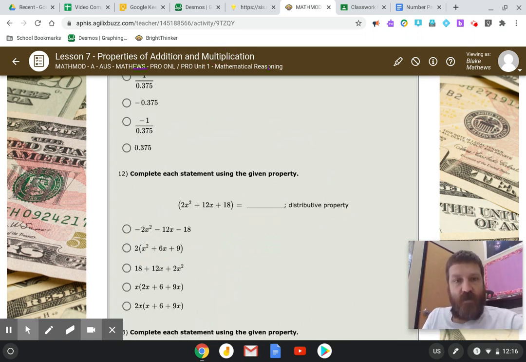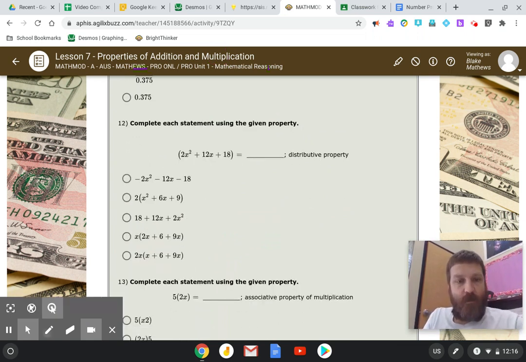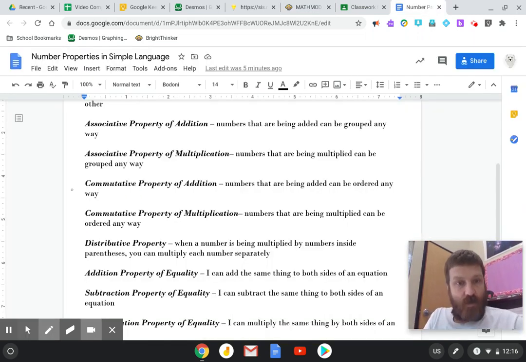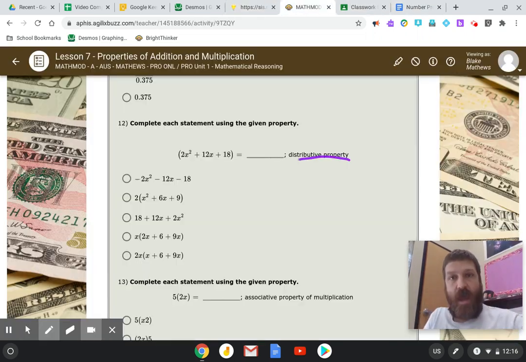So for instance, if I want to take a number 12 and apply the distributive property, then I need to end up with something where there is a number being multiplied by a group of numbers, or by numbers in parentheses. Well, I don't have that here. I don't have that here. So it's got to be one of these three.